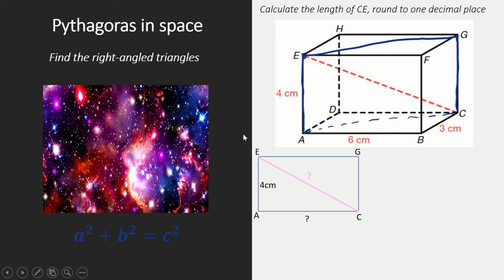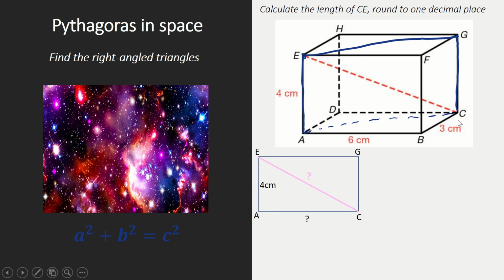Alright, so what to do next? We of course know that this is also 4 centimeters because of the properties of a rectangle, and that this is also an unknown edge. We know too little to use Pythagoras, so we cannot use the Pythagorean theorem. Therefore, we need to calculate one of the two things over here. It's not possible yet to calculate EC, but it is possible to calculate AC. As you can see, AC lies over here. So it also lies in a different plane.